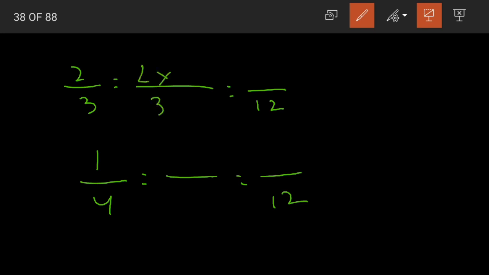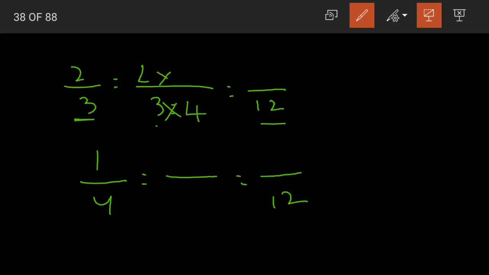Now here for the first fraction, I am having 3 as the denominator, but I want it to be 12. Now how can I make it 12? We have 3 into 4 is equal to 12.